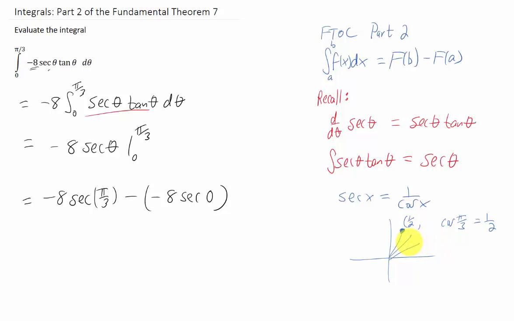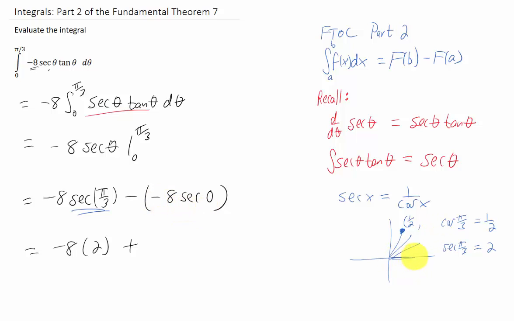If you want a little more information about unit circle and trigonometry, feel free to find some videos for that online. But if the cosine of pi over 3 is 1/2, then the secant of pi over 3 is 2. We can plug that in right here, and we get -8 times 2. I'm going to turn this minus a negative into a plus. What is the secant of 0?